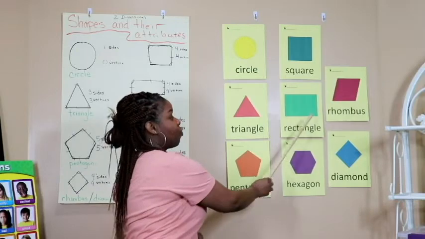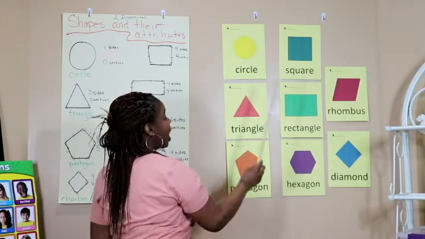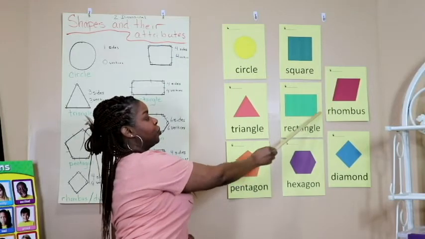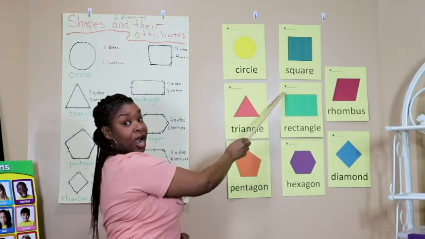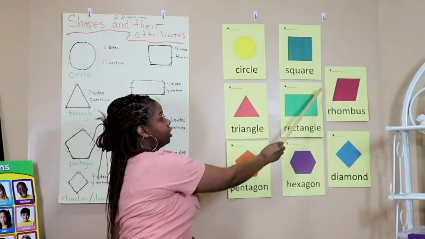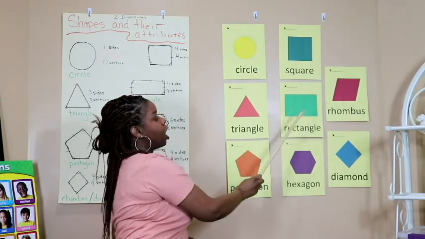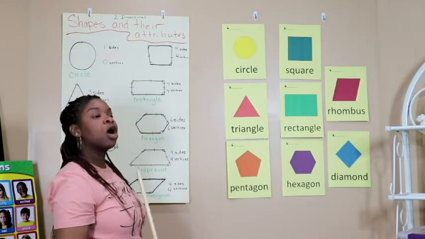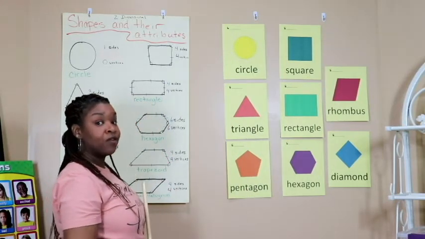Let's go on to the rectangle. Do the sides first. 1, 2, 3, 4. Now let's do the vertices. 1, 2, 3, 4. So a rectangle has 4 sides and 4 vertices.